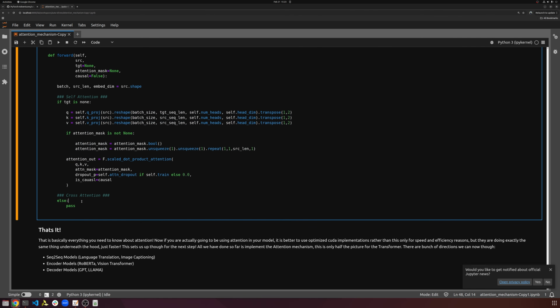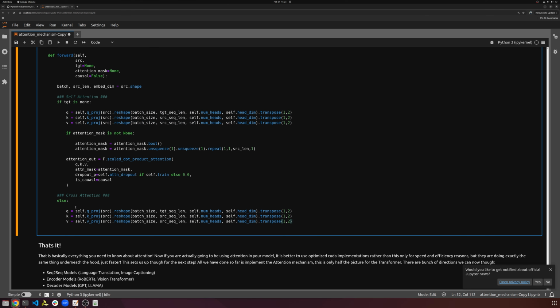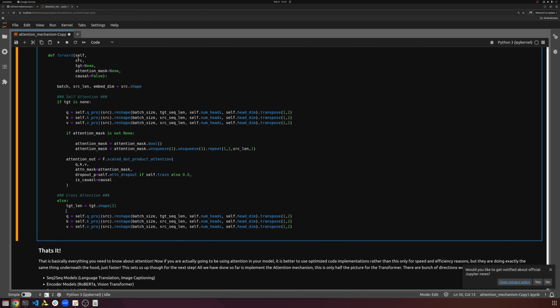Else, if we're doing cross attention, things should look very similar, but we have to add in a couple of extra little things. First of all, if we're in cross attention, then target is not none. So we can do target len is target.shape[1], because this will also be a batch by sequence length by embedding dim. So the middle dimension is my target length. The Q is going for my target, so this will be TGT, and I need to reshape this to the target len.